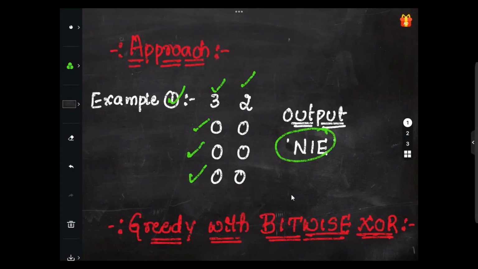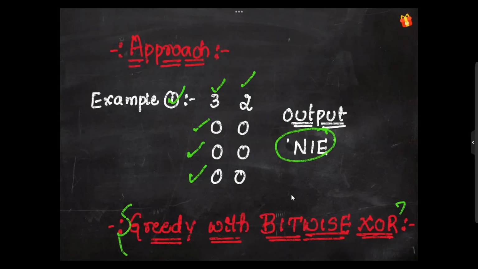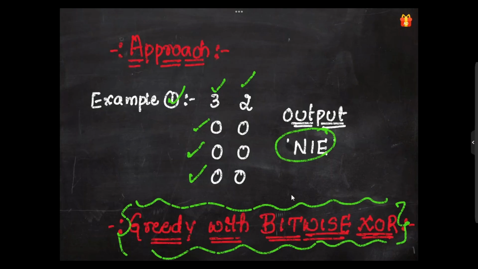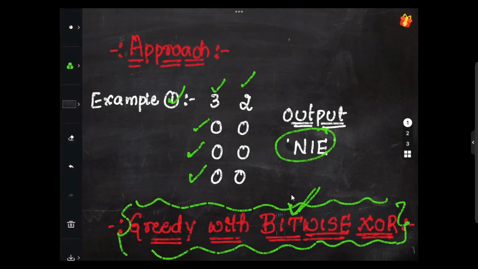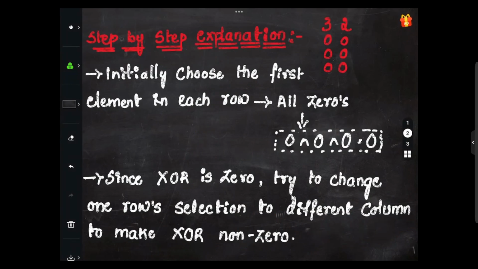The first thing I want to tell you is that we will be going with a greedy with bitwise XOR, or greedy with bit manipulation approach. Just keep this in mind. Let's move on with the step-by-step execution here. Initially, we'll choose the first element in each row.